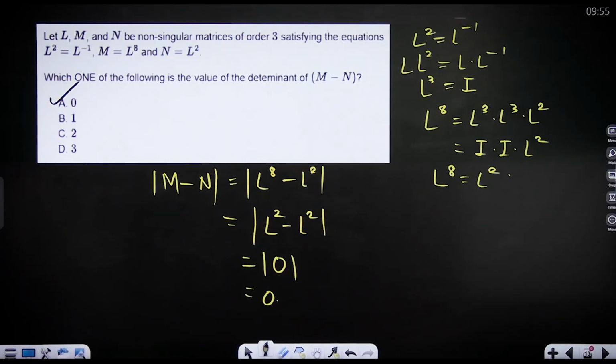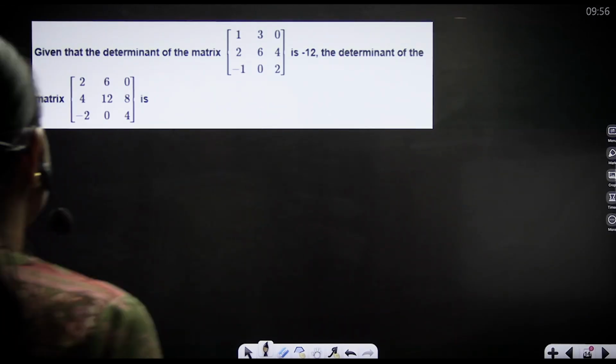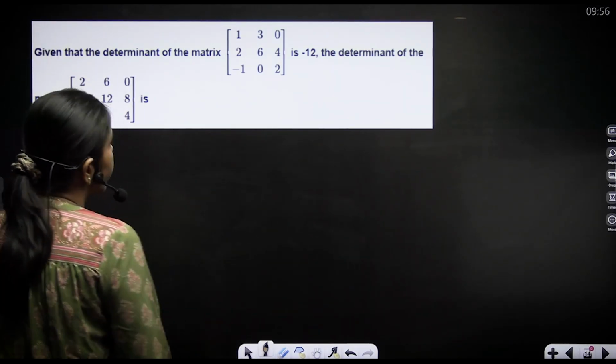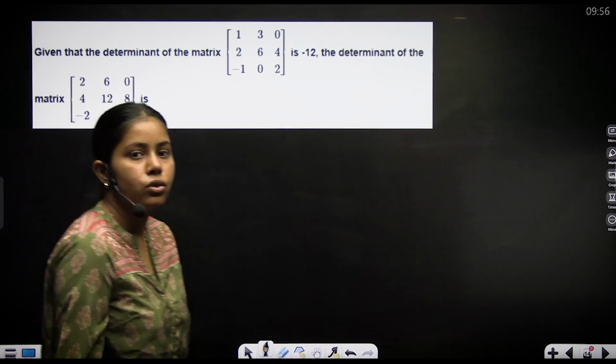Okay, so this is the next question. It says that given that the determinant of the matrix [1 3 0; 2 6 4; -1 0 2] is -12, they are asking for the determinant of the matrix [2 6 0; 4 12 8; -2 0 4]. How would I solve this determinant?